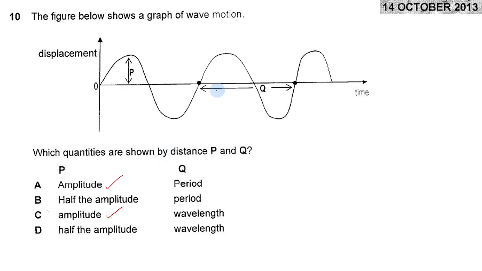Then this distance from here to here, I said it's period. So either this one, but this one is wrong. So this one is period. This can be wavelength if the axis was distance. Distance and displacement, then this becomes wavelength. Now we have displacement time, so this distance here becomes the period. So the correct answer is A. P, this one is the amplitude, then this one is the period.